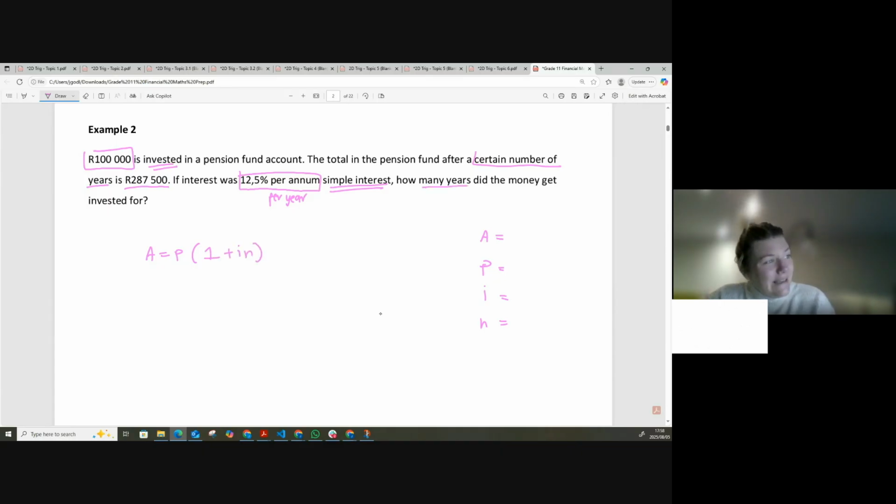How many years did the money get invested for? Okay, good. Klunani, yes. This is our P. This is our A. This is our I. So we've got 287,500, 100,000. I is 12.5%, or you can write it as 12.5 over 100, or you can write it as a decimal. So you could also write it as 0.125. Any one of those options is fine. And N, we don't know.